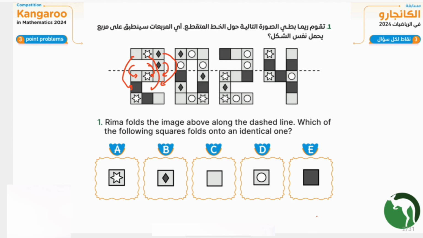Now let's go and check the second one. Now we have this one will be folded to here, and now this figure here will be folded to this place. So we solved the question and the correct answer is B.